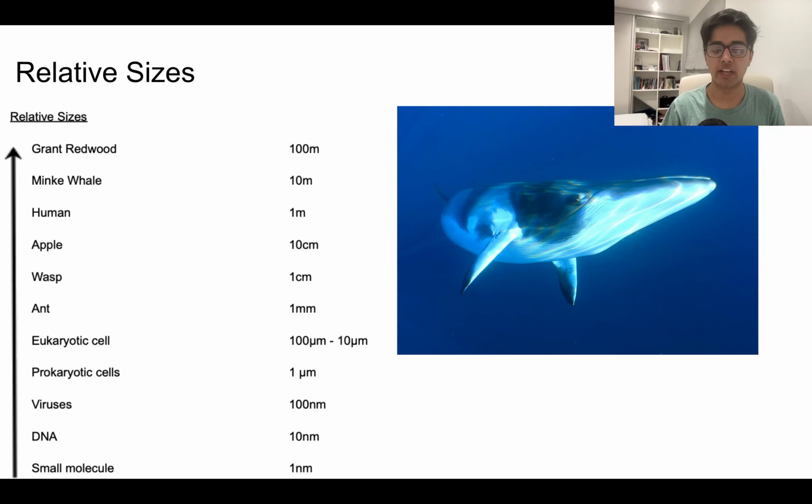Here are some relative sizes. You do not need to know this by heart, but it is recommended that you have a general understanding. A small molecule is 1 nanometer, moving up to prokaryotic cells at 1 micrometer, eukaryotic cells at 10 to 100 micrometers, an apple 10 centimeters, a human 1 to 1.5 meters, and all the way up to a giant redwood which stands at 100 meters tall.